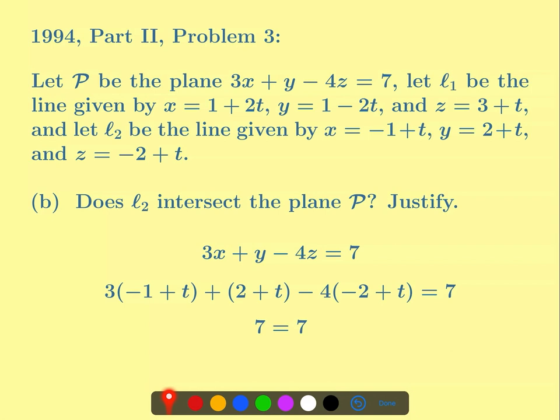Well, this means that no matter what t I take, no matter what point on this line that I'm looking at, it's going to satisfy this equation. So every point on this line is in fact on this plane because every point satisfies this equation. No matter what it is, it reduces to 7 equals 7. So the conclusion here is that, yes, the line intersects the plane because they have a point in common, but they really have every point in common that's on the line. I mean, the line is on the plane.